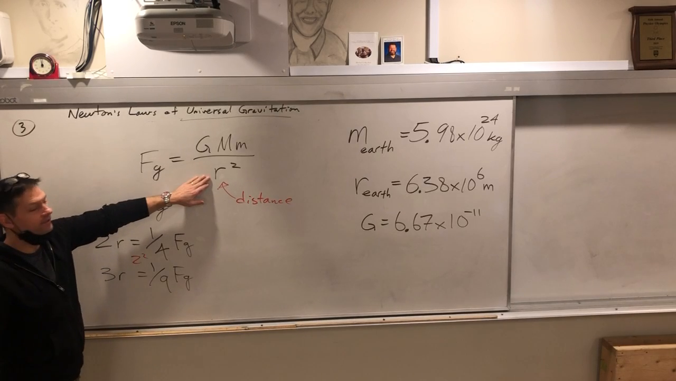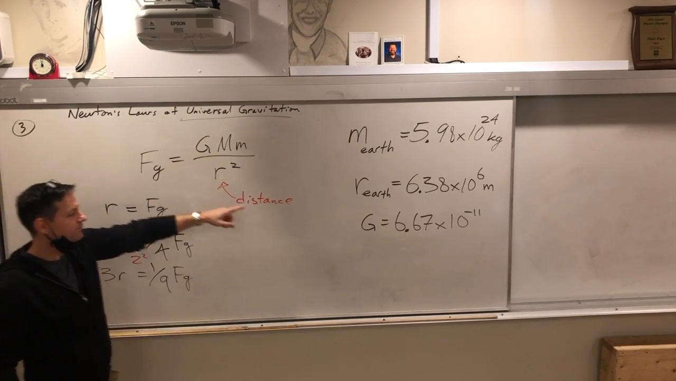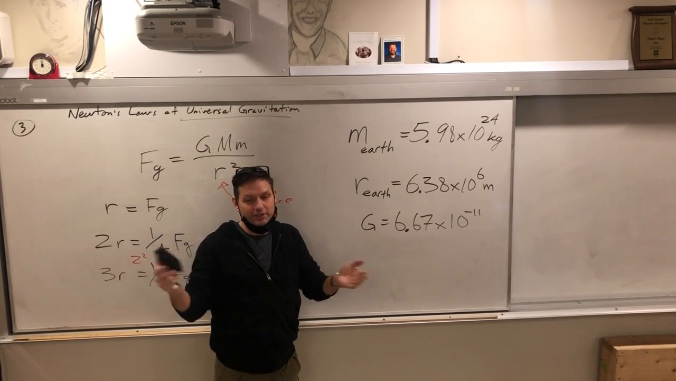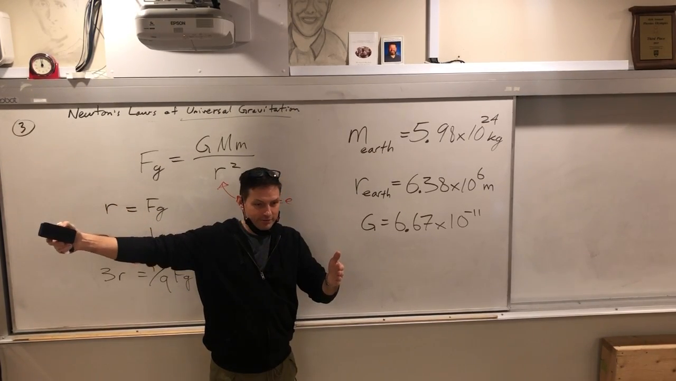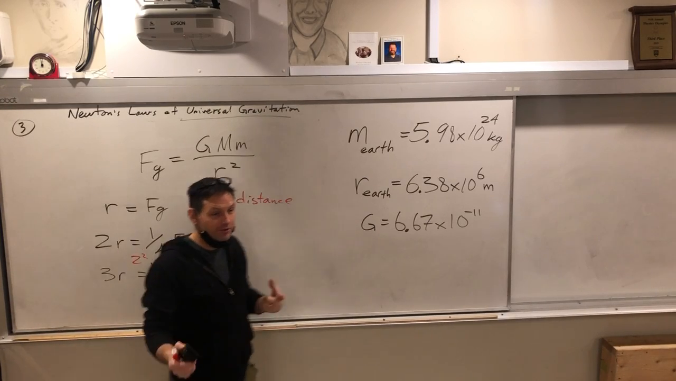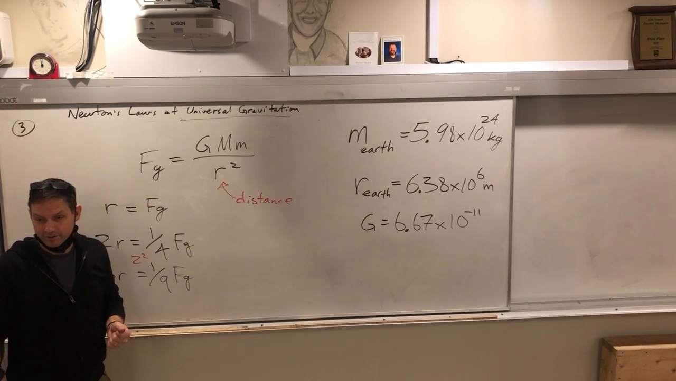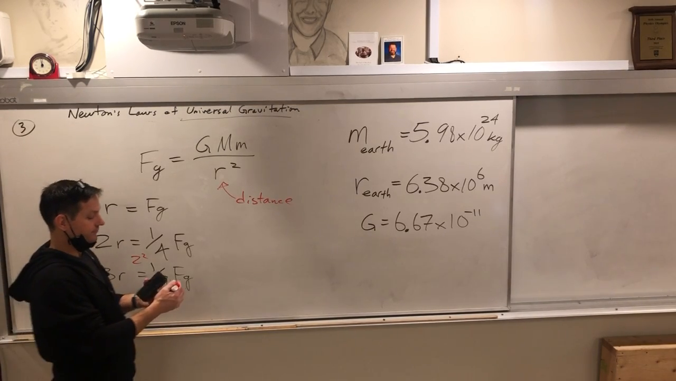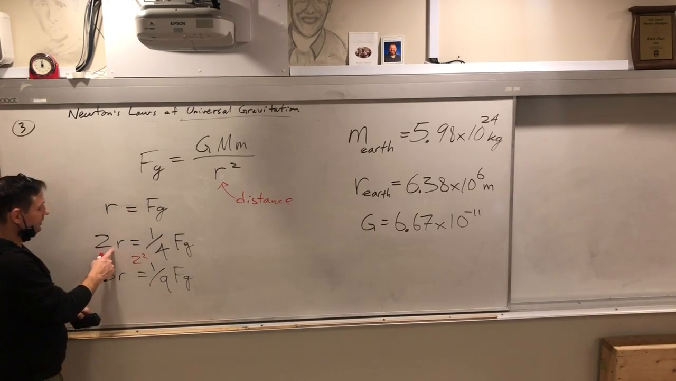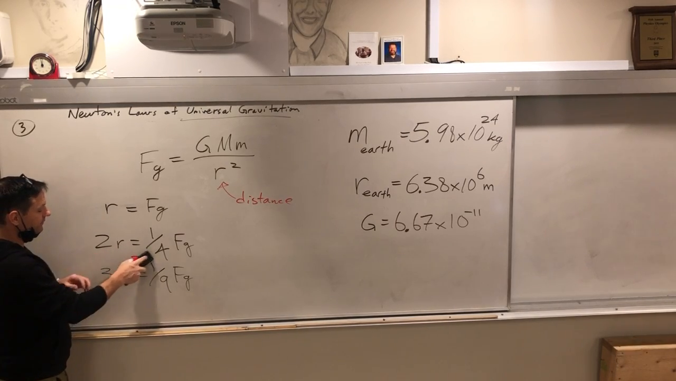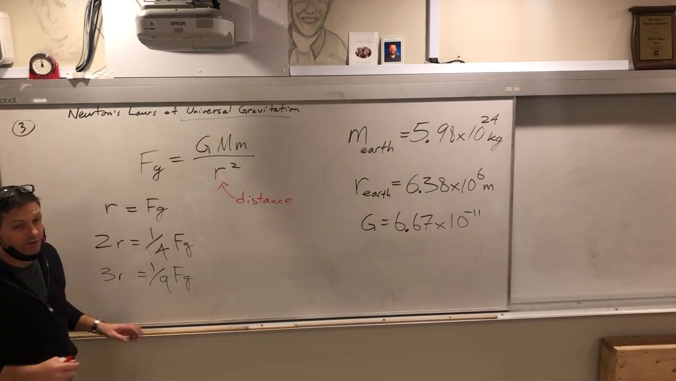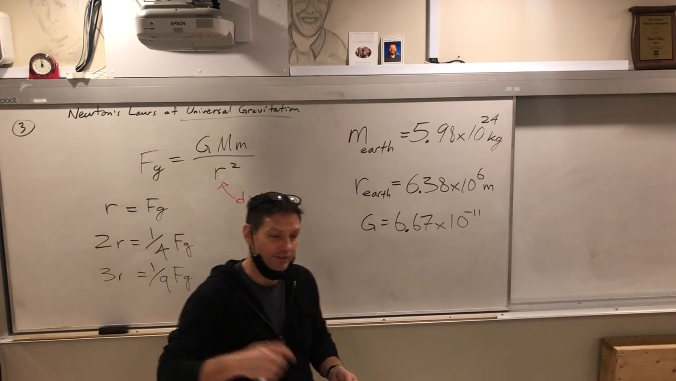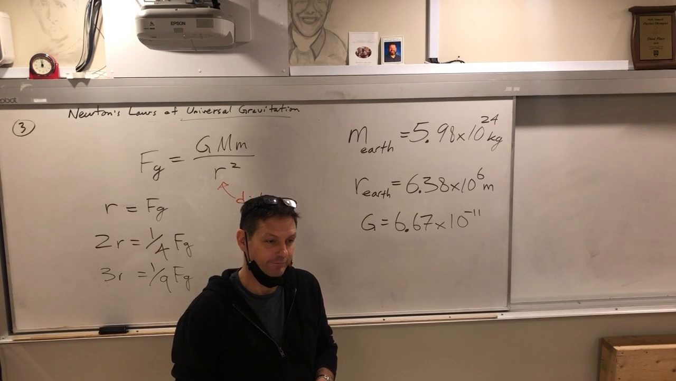Okay, so if I put you 6.38 times 10 to the 6 meters above the Earth's surface, what am I doing to the distance? Doubling it. Good. So if I double the distance, what's the force of gravity? Not 2 times. 1/4, right? Double the distance, you get 1/4 of the gravity. So all you really had to do is take the force of gravity on the person, 70 times 9.8, and divide by 4.